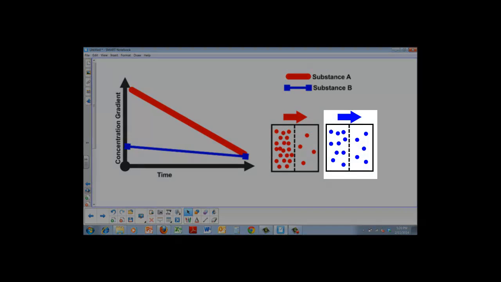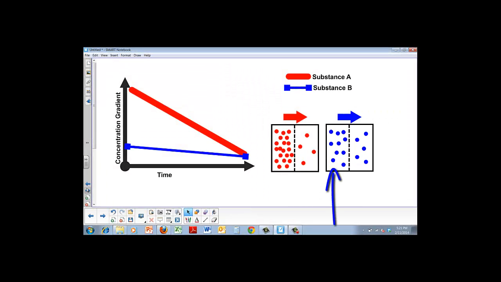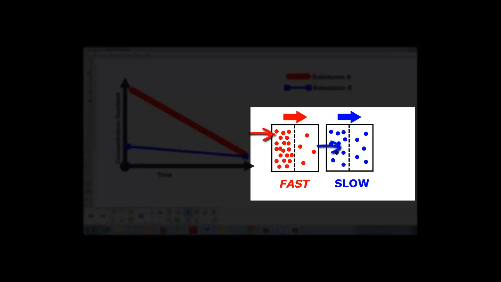Whereas if I look at the box to the right with substance B, I still have a gradient because I have more particles on the left side of the membrane than I do on the right. Because of that, I still have diffusion occurring, but because that difference isn't as great, the rate of diffusion is going to be slower with substance B. You'll see that again I have substance B particles on both the left and the right sides of my membrane, and I do have a gradient, but it's not as great. So I'm still going to have diffusion, but that rate of diffusion is not going to be as significant as that rate of diffusion with substance A.